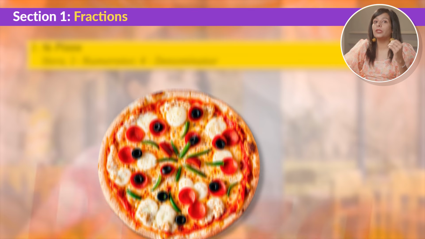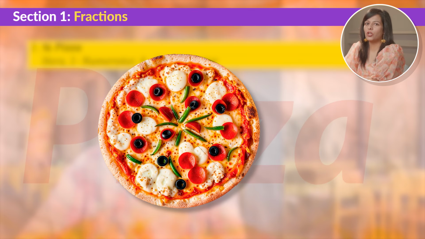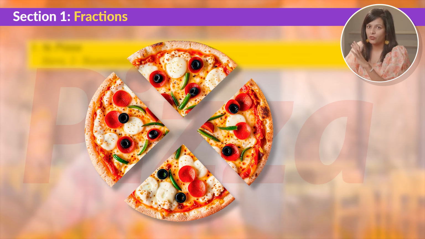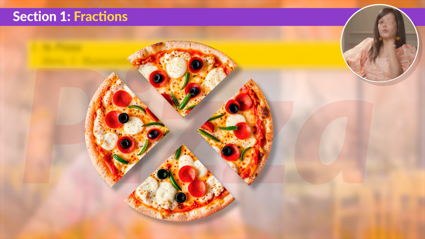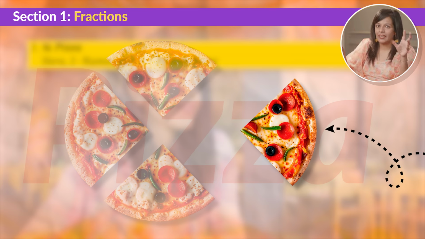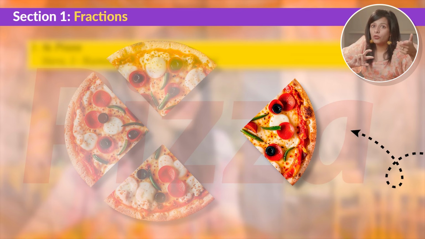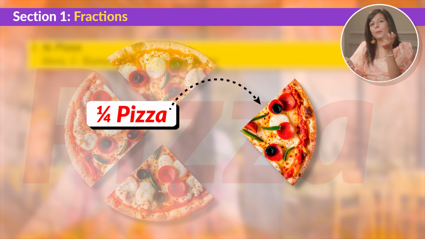Alright friends, picture this. You're at a party, there's a giant pizza. You and your 3 friends are super hungry. So the pizza is cut into 4 equal slices. Now, you grabbed one slice before anyone else could even blink. Congratulations! You now have 1/4 of the pizza.